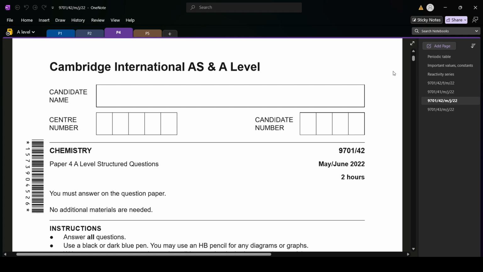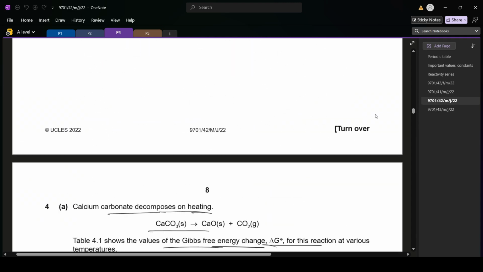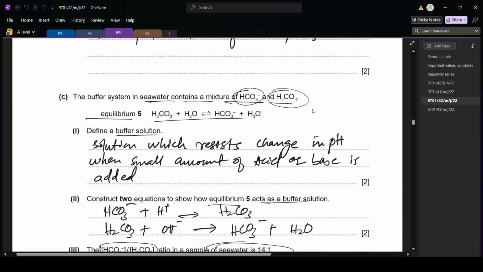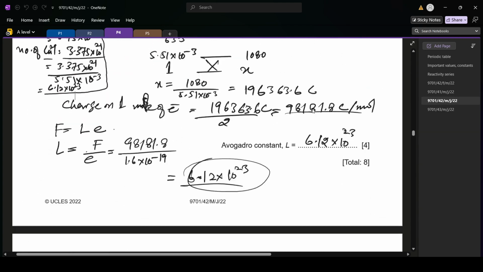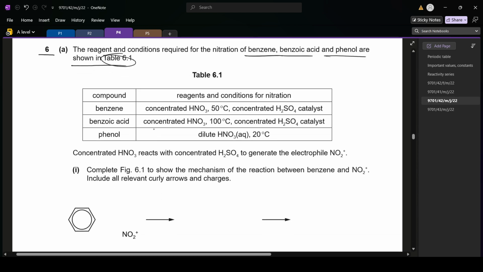Okay, I think we did 5 questions in the first part, and now the organic chemistry starts from question number 6, part A. The reagents and conditions required for nitration of benzene, benzoic acid, and phenol are shown in table 6.1. The conditions for the nitration are given to you.